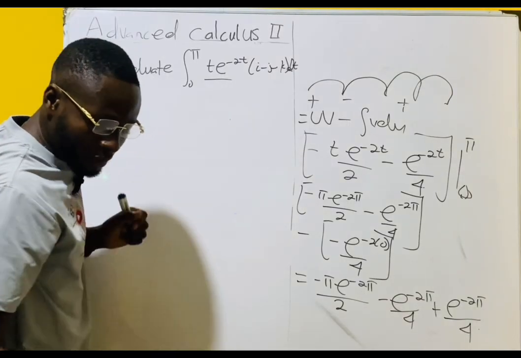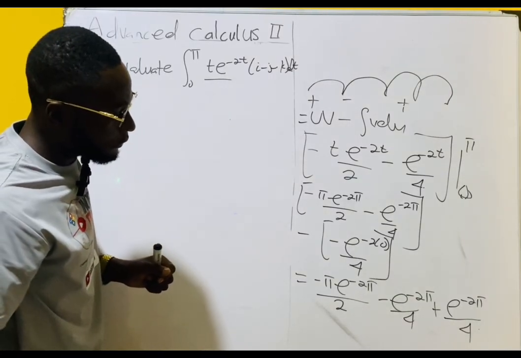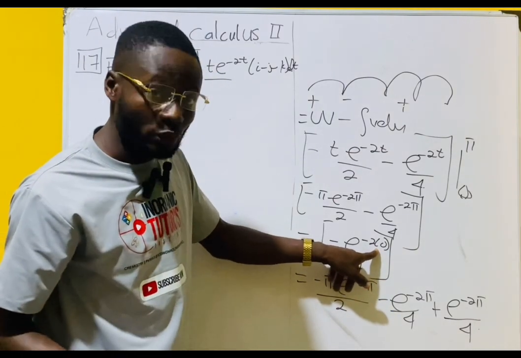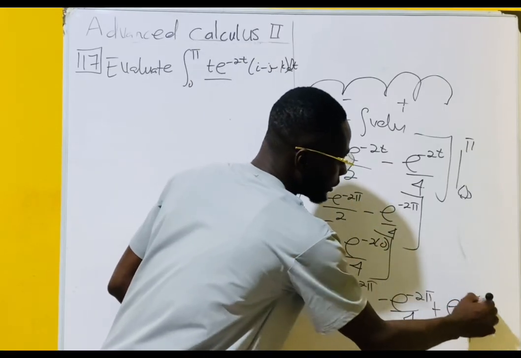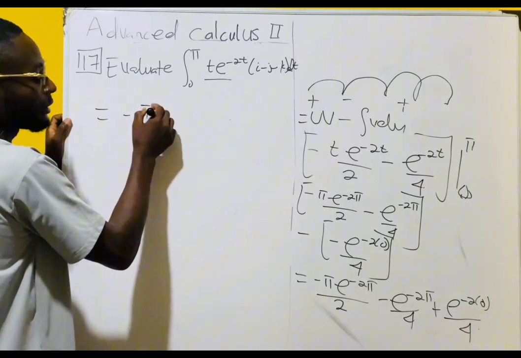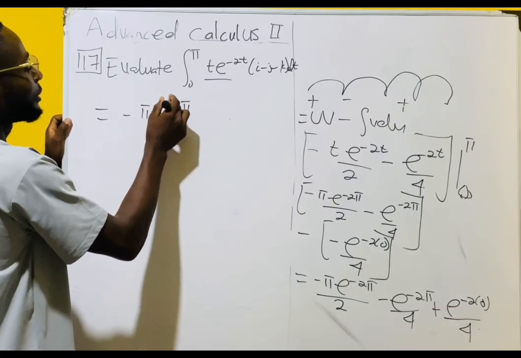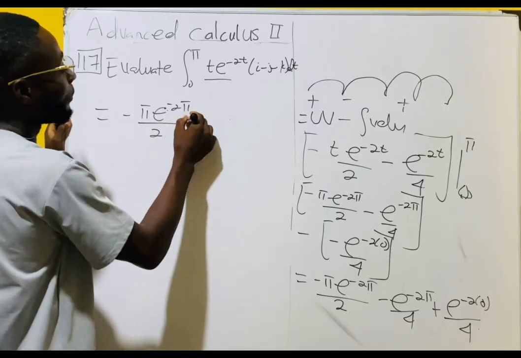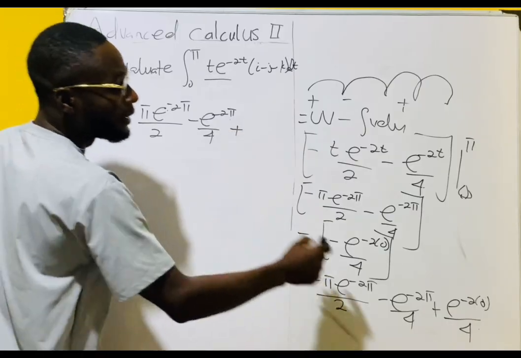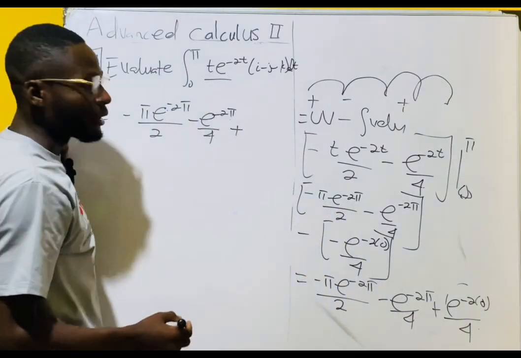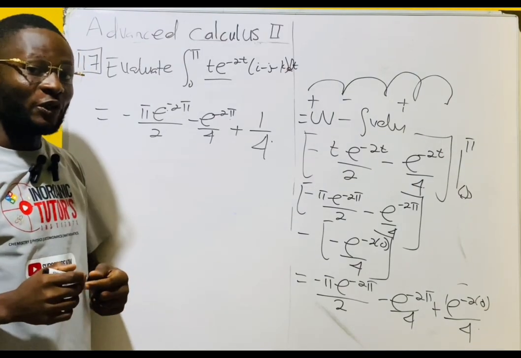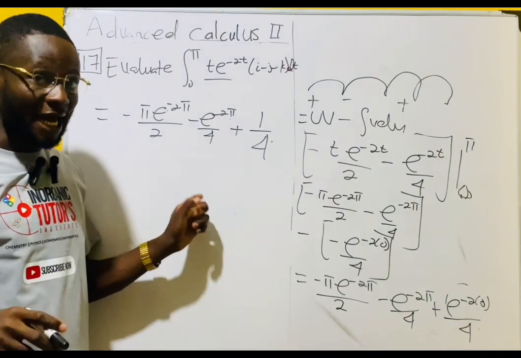Okay, so let's try to combine the common terms. So when we combine the common terms, this is e to the power negative 2 into 0. So this is into 0, right? So that we have negative pi e to the negative 2 pi over 2 minus e to the negative 2 pi over 4 plus e to the 0 is 1. So we have 1 over 4. Okay, so you see how swift we have been able to go with the DI method.